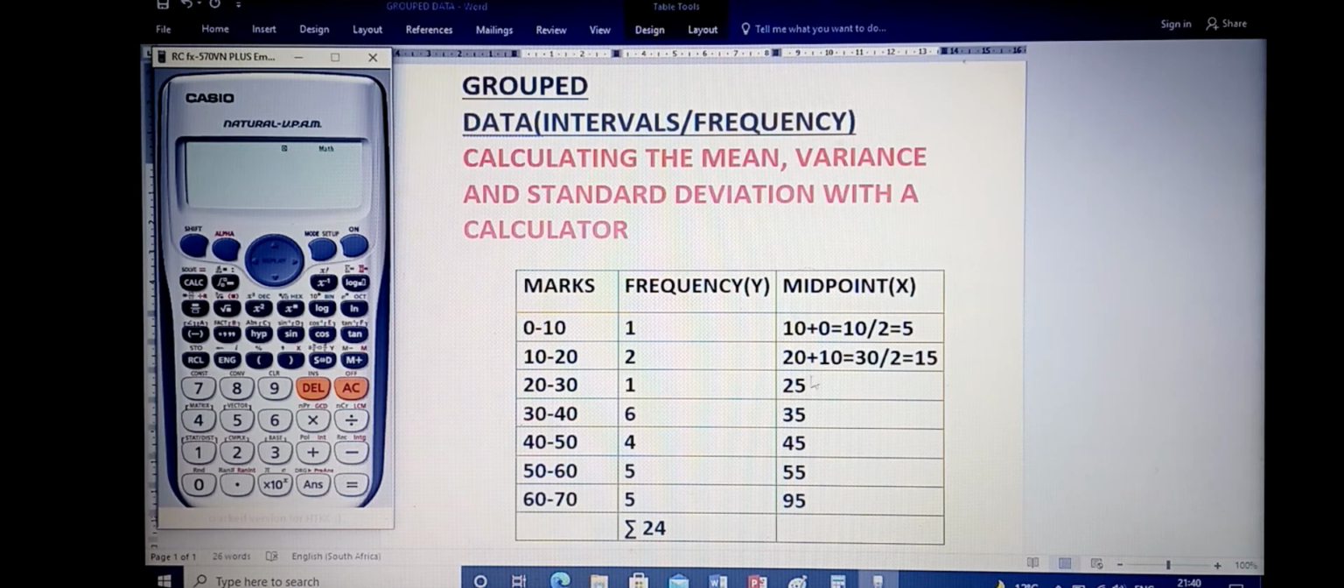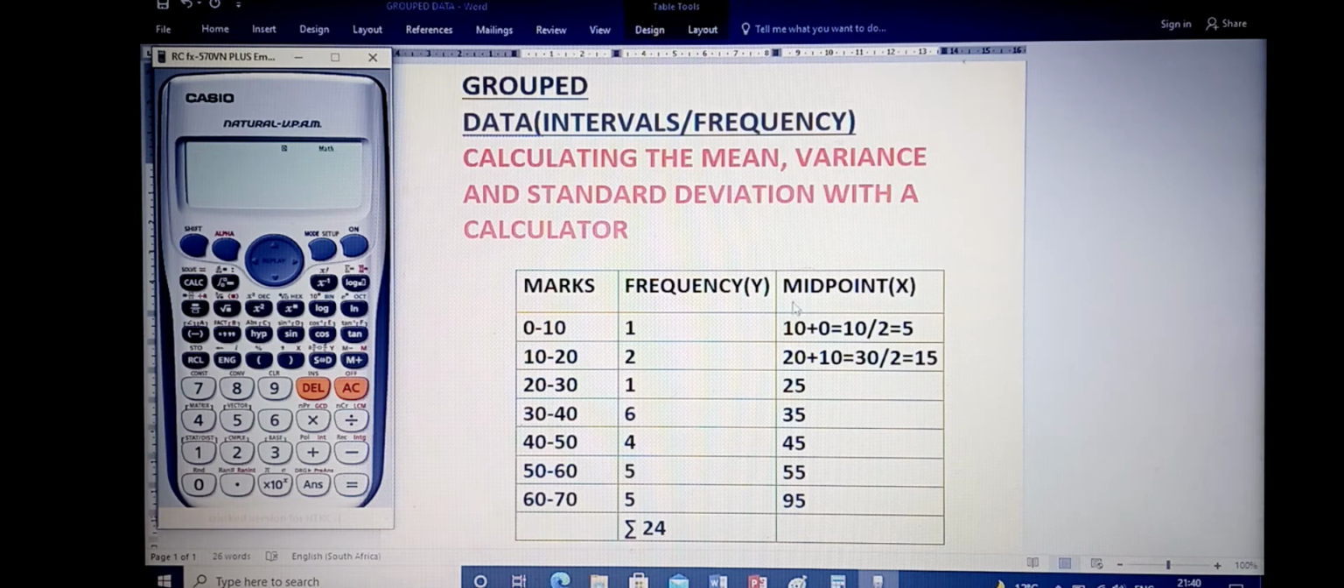Okay, so for group data, you are going to have two columns: the midpoint and the frequency. You need to create a table like this in order to use your calculator to find your mean, variance, and standard deviation. What I've done here is I've already created the midpoint table, which you can do manually in your maths books. So how do you calculate the midpoint?